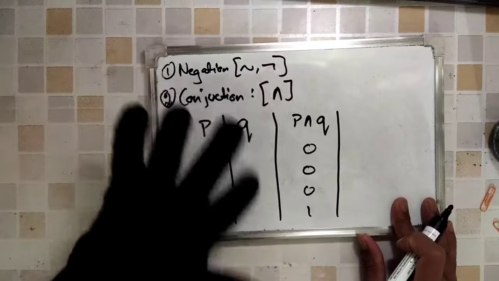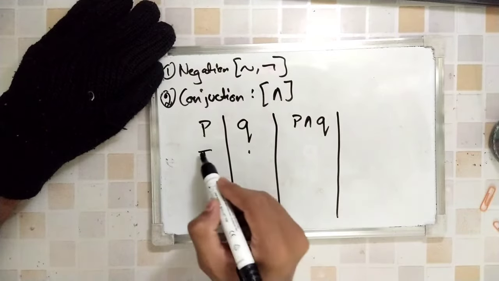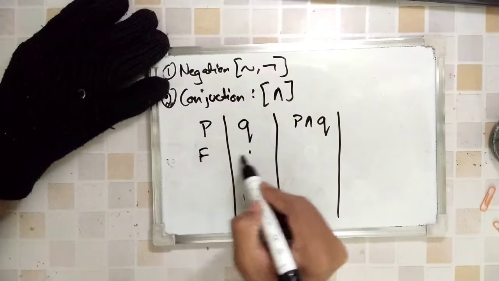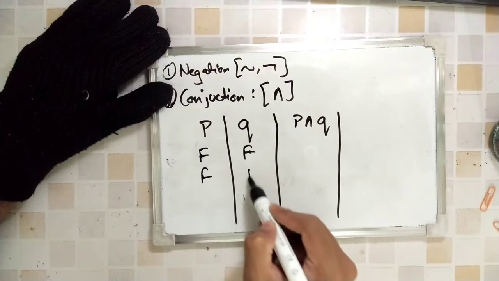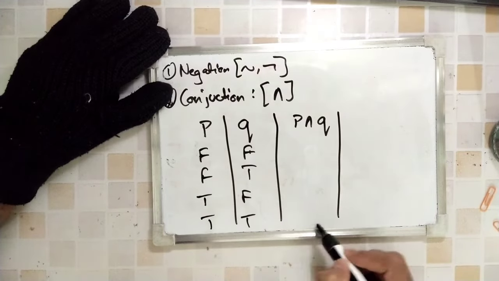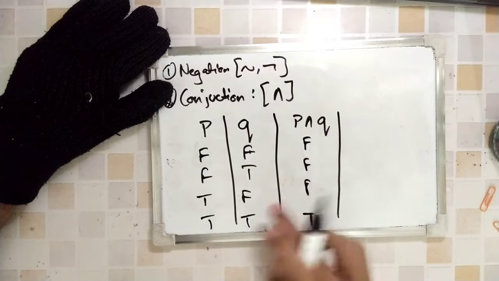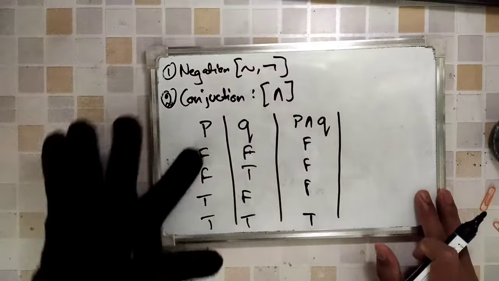Few people always get confused in this, like they won't understand the 0 and 1. So they'll write true. So it is basically false, false, false, true, true, false, true, true. Only if both the statements are true, it is true. In rest of the cases, it's false. Okay. Now let us move on.